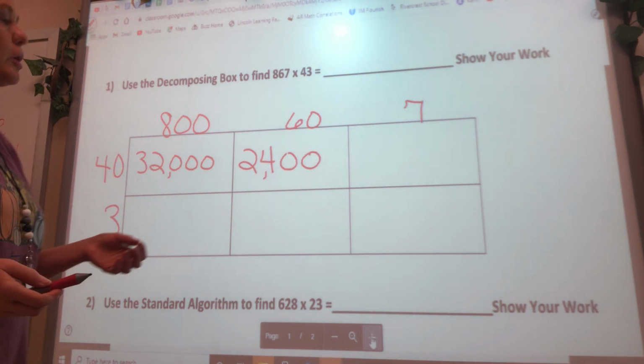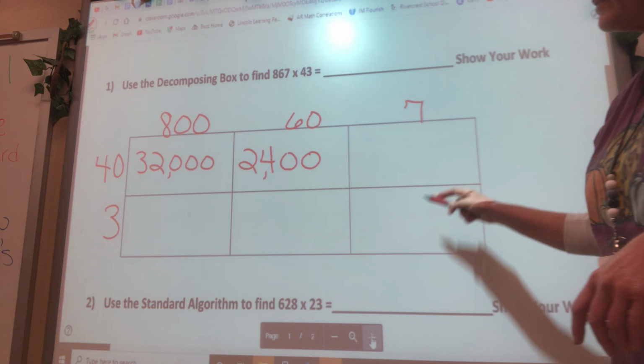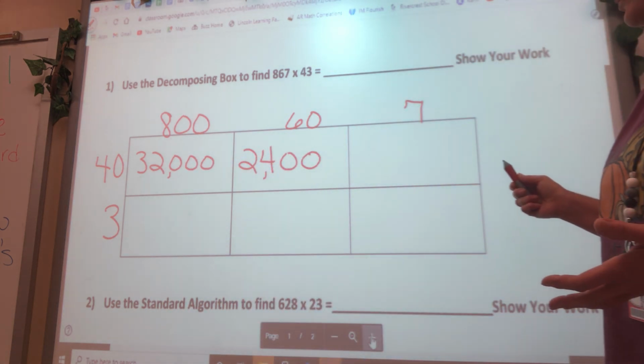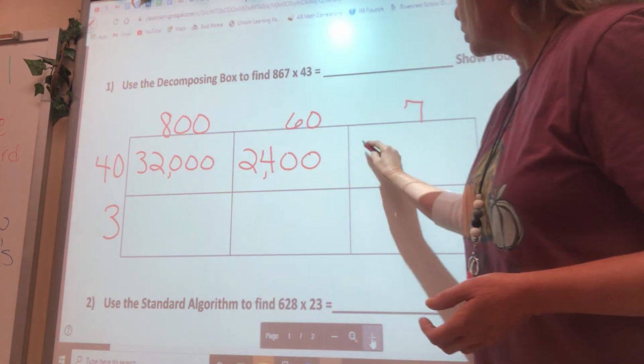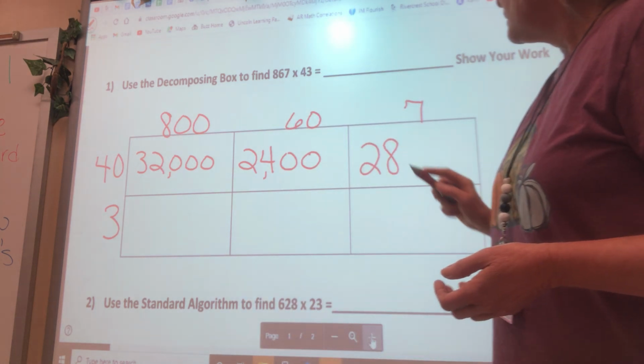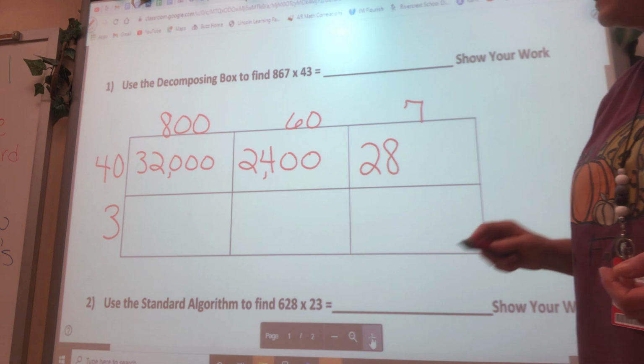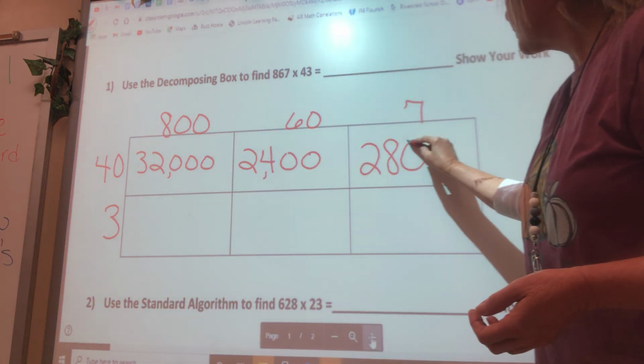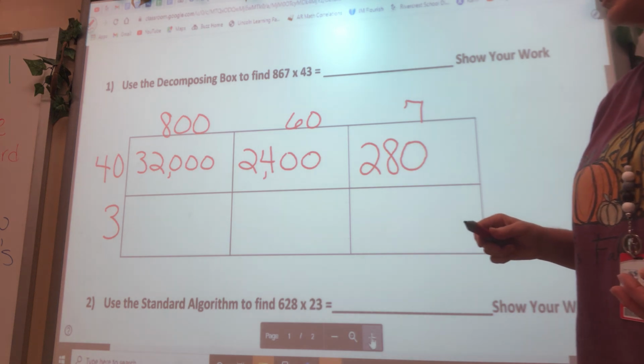Okay, and for our last box in the top row, we have 7 times 40. Multiply the whole number parts that we see. 7 times 4 is 28. And how many multiples of 10? There's not one here, so just the 1. And then we move to our bottom row.